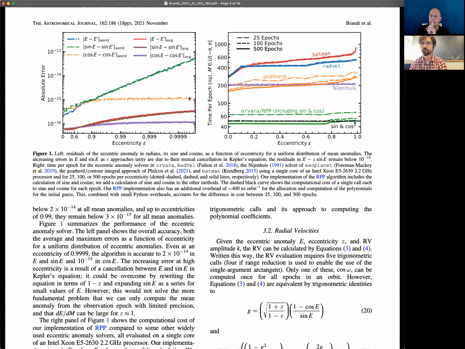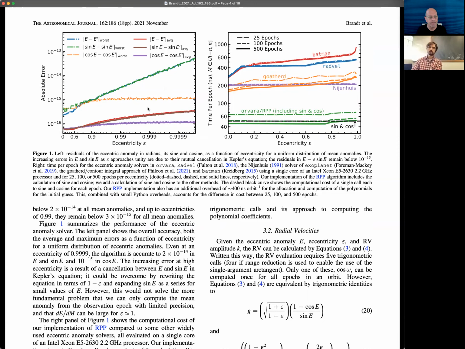In practice, we're going to be limited by the precision at which we can measure the time of the observation, so it's irrelevant. Yeah, okay, fair enough. So these absolute errors here are basically double precision floating point precision. Slightly worse, again, as you get to very high eccentricities, but that's a feature of Kepler's equation, not the solver.